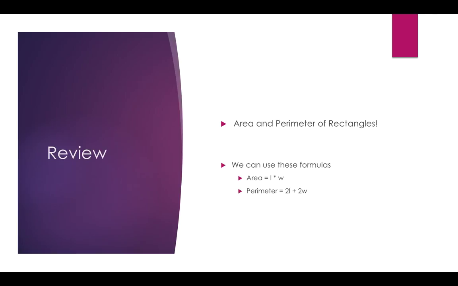So hopefully today you learned a little bit more about area and perimeter of rectangles. And let's make sure that we remember our formulas for class this week. Area is equal to length times width of a rectangle. Perimeter equals 2 times the length plus 2 times the width.